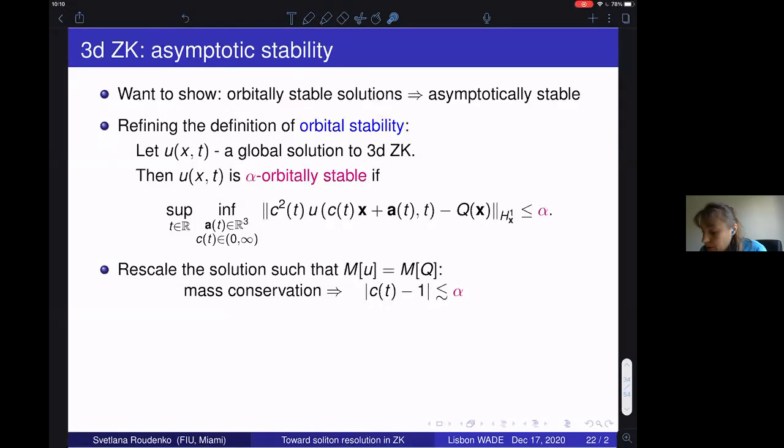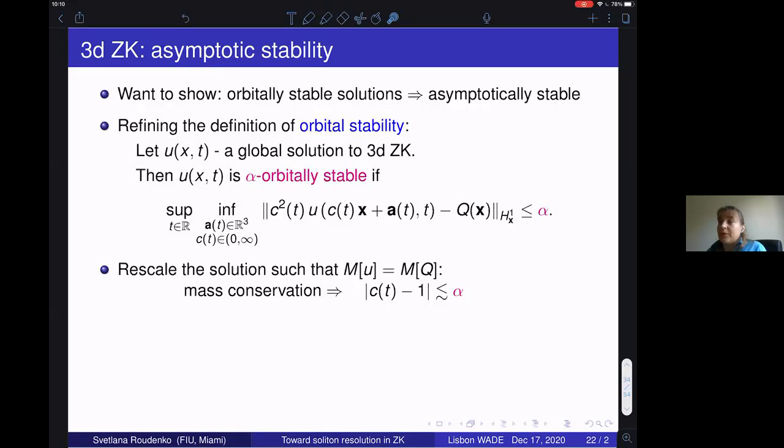So we introduce just a parameter of the orbital stability, or alpha orbital stability. It's just the parameter alpha where we take Q, this is our soliton, but we rescale it, so it's in the framework of the soliton.